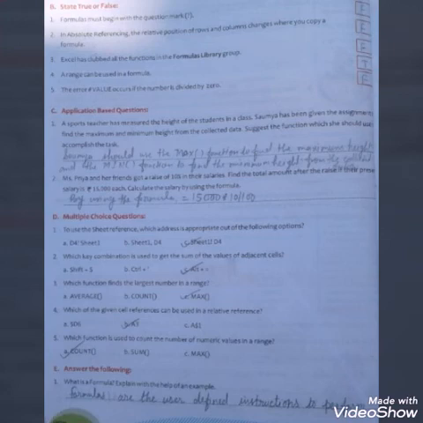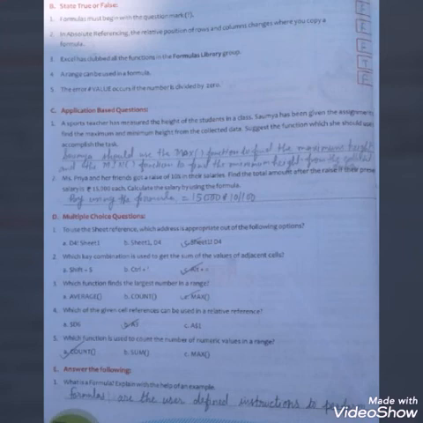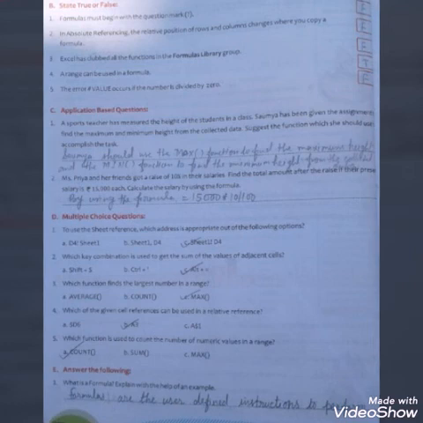Statement 2: which key combination is used to get the sum of the values of adjacent cells. Correct option C is here again. Answer is Alt plus equal sign. Third statement is here: which function finds the largest number in a range. So again option C is correct. Answer is MAX function.